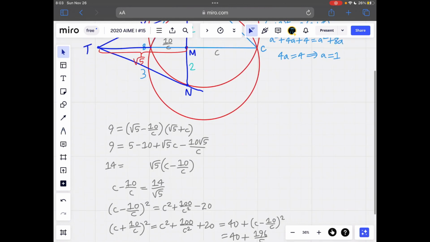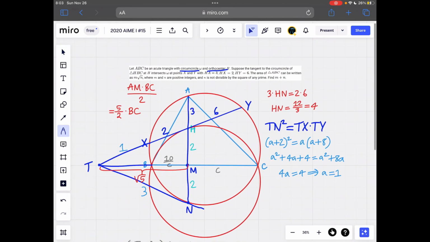So 6 root 11 over root 5, if we substitute that in for BC and multiply it by 5 over 2 to find the area of triangle ABC, we get the area of triangle ABC is equal to 5 over 2 times 6 root 11 over root 5. Now 5 over 2 times 6 is equal to 15. So it's just 15 over root 5 times root 11. But 15 over root 5 is equal to 3 root 5. So it's just 3 root 5 times root 11. And this is just 3 root 55.